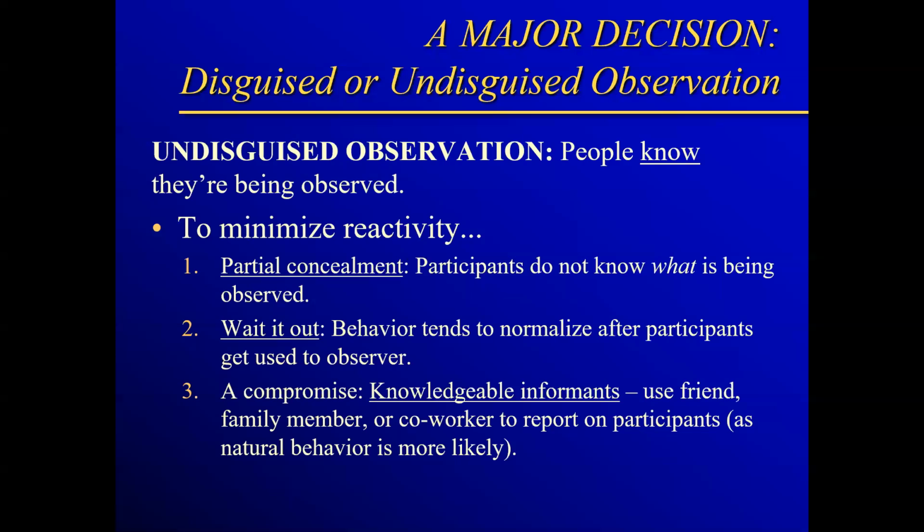We could also use knowledgeable informants. So this is where you use a friend, family member, or coworker to report on the participants, as natural behavior is more likely around your family, friends, coworkers, right? Rather than if an observer was sitting there.